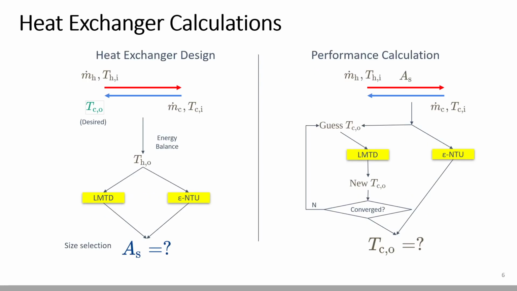Then the main motive behind heat exchanger calculation is, first, to evaluate the heat exchanger design, that is, to calculate the effective heat transfer area, and second, the performance calculation, that is, how effective our heat exchanger is in cooling or heating the fluid for which it has been designed.